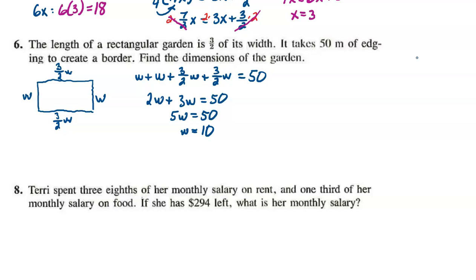Now let's get the length. The length is found by doing 3/2 times W. And we know that W is 10. So what's 3/2 times 10? 3 times 10 is 30/2, which is 15. The garden is 15 meters long by 10 meters wide.